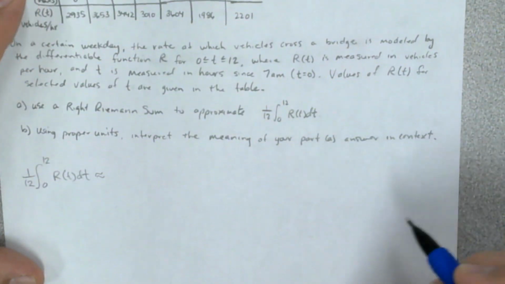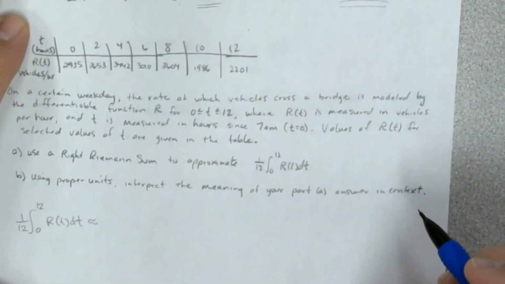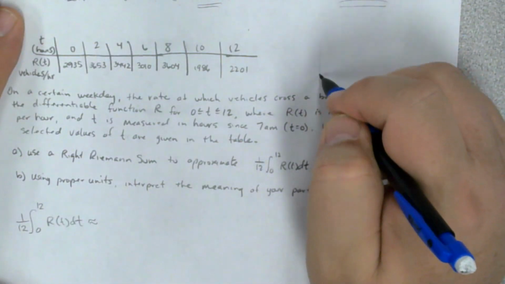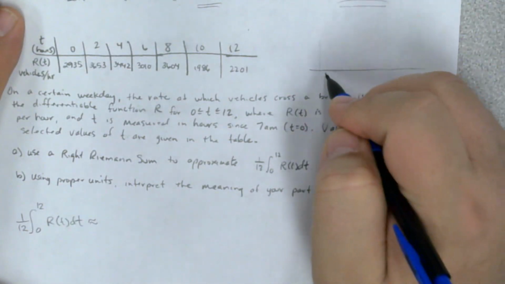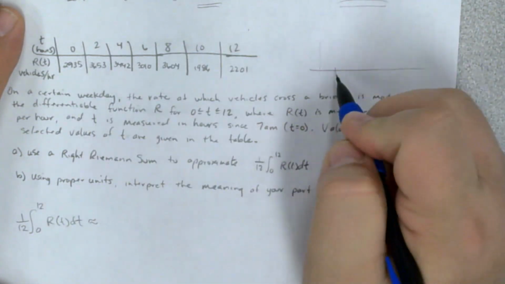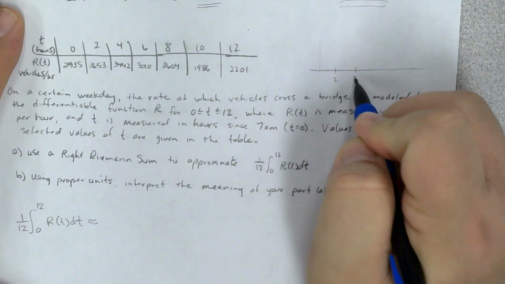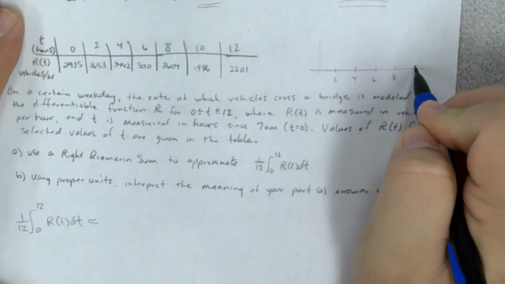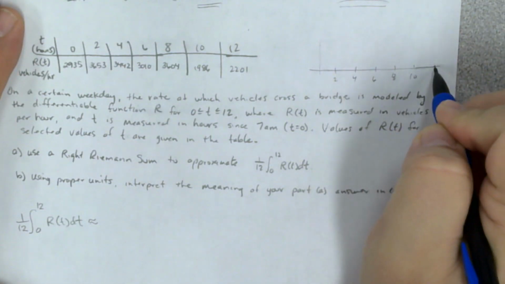I do recommend highly when you do something like this to draw a quick sketch. It doesn't have to be pretty, but it should help you out. You can even do it up here if you wanted to. And what I'm trying to establish is my intervals. In this case, they're all equally spaced, so this is a lot easier. But you should get in the habit of doing this every time so that when they're not even, you can still do the problem fairly easily.